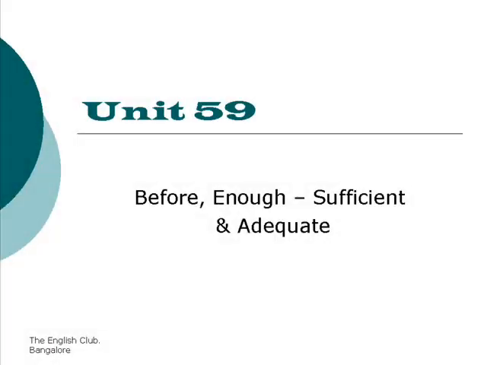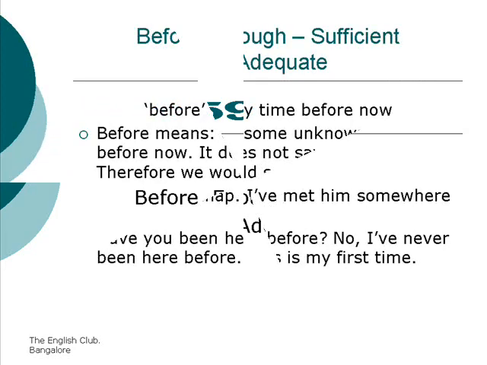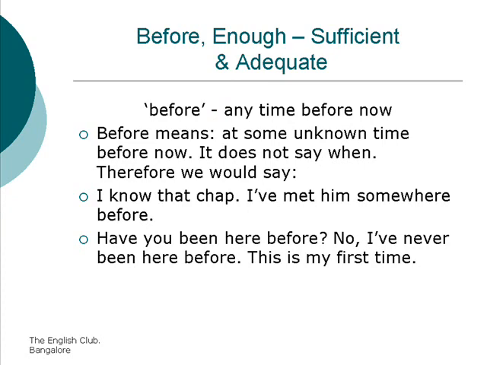Unit 59. Before, enough, sufficient and adequate. Before. Any time before now. Before means at some unknown time before now. It does not say when.